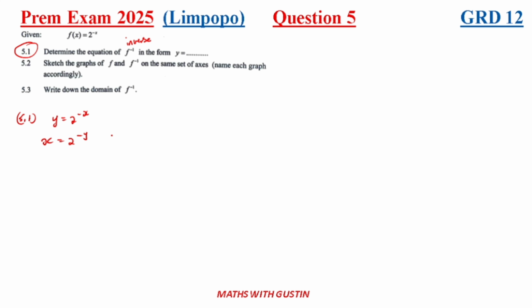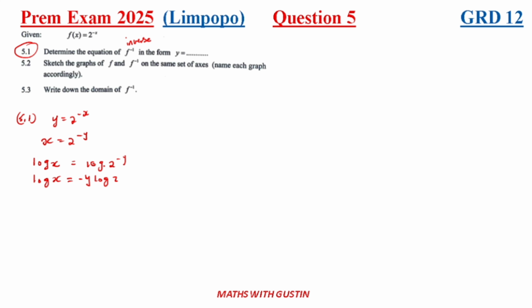Therefore, we solve for y again. So now, in order to bring down this y here, we need to log both sides. Log this side, and therefore, you can also log this side as well: 2 to the power of negative y. So therefore, once you've got this log here, it will stay like that. This y will drop from the exponent and then come and sit here. Then you're going to have log 2.